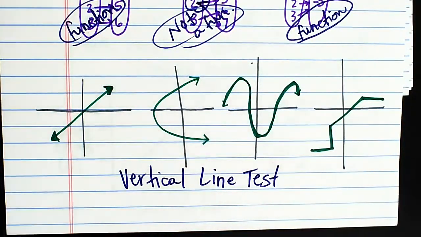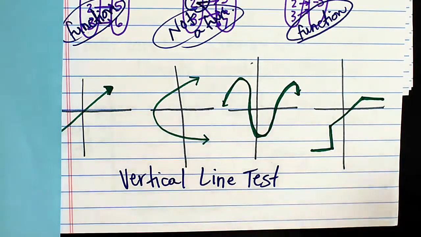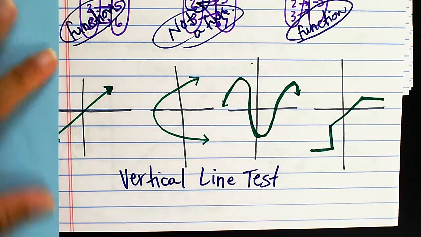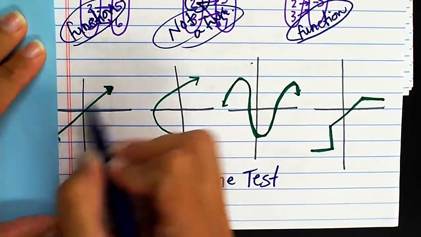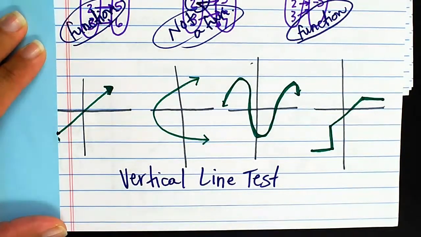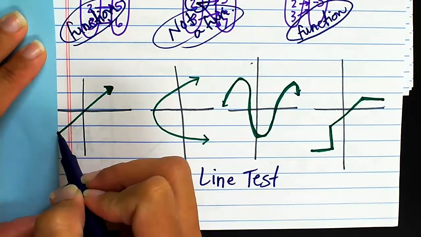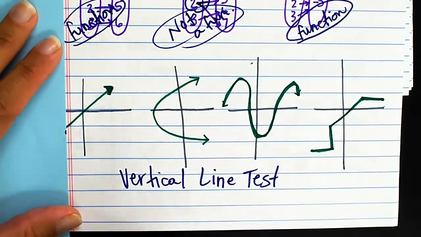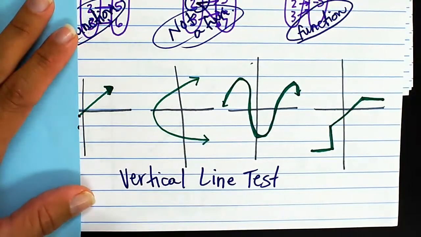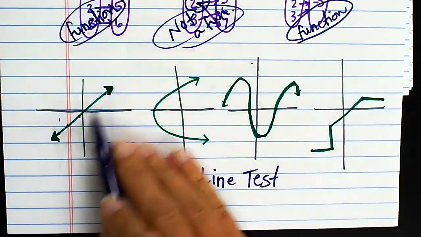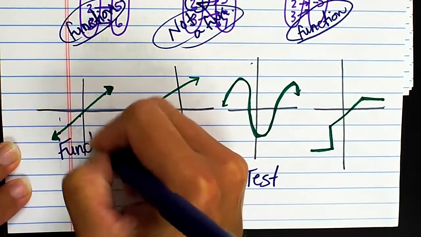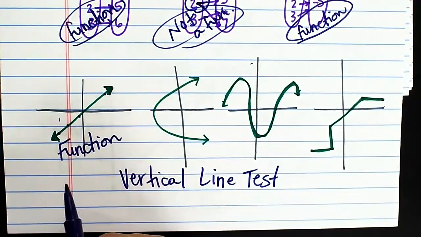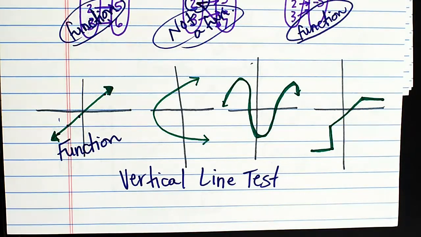For the vertical line test, you're going to take a vertical line. I'm going to use this piece of paper. You could use a ruler or the edge of a binder or whatever you have available. And you're going to take that vertical line and you're going to slide it from left to right across the graph. What you are checking is, how many times does the graph touch my vertical line at any one point? So right here, the graph is touching the vertical line in one spot. I move it over, it's still touching in one spot, one spot, one spot, all the way through. This graph only touches my vertical line in one spot. That means this is a function. That means that nowhere on this graph are you going to find x paired with more than one y. Okay? This passes the vertical line test.